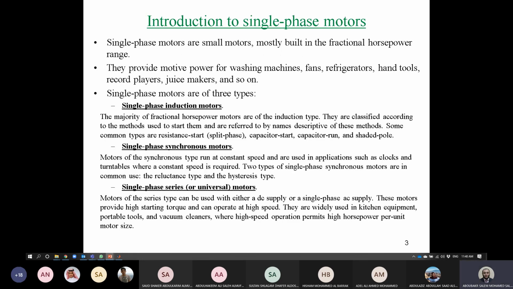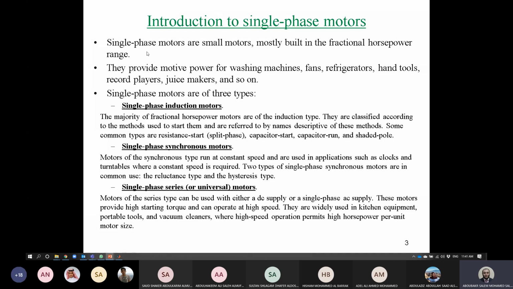So let's start first with an introduction to single phase induction motor. Single phase motors are small motors, so we use them for small power applications. This is for single phase motors, not only for induction, for any other single phase motor. We just discussed the universal motor and we said we use it in small power applications. And similarly, any single phase motor is mostly built in the fractional horsepower range.